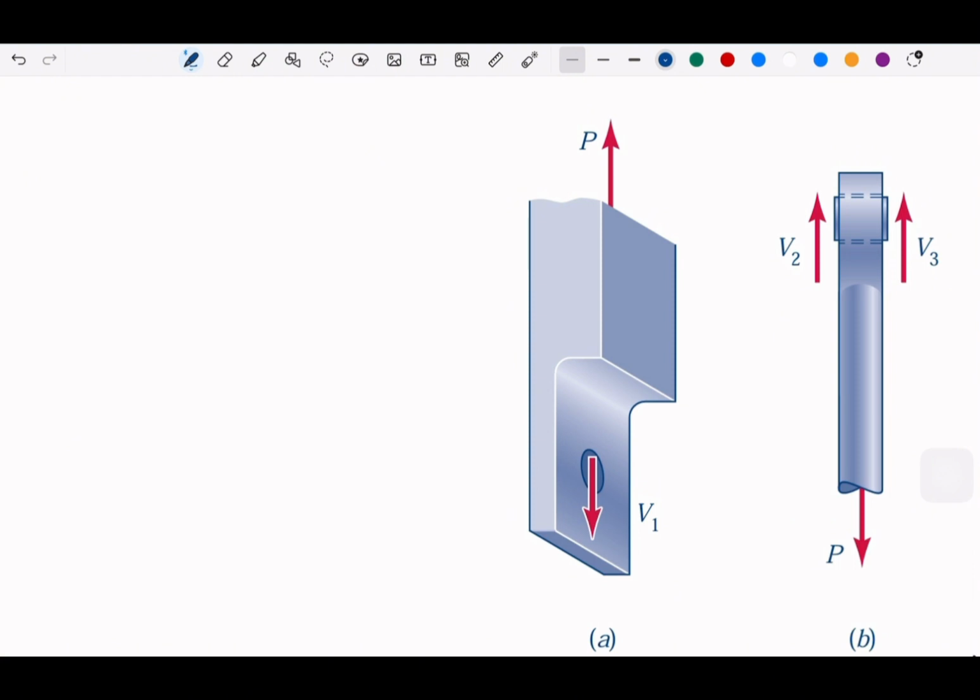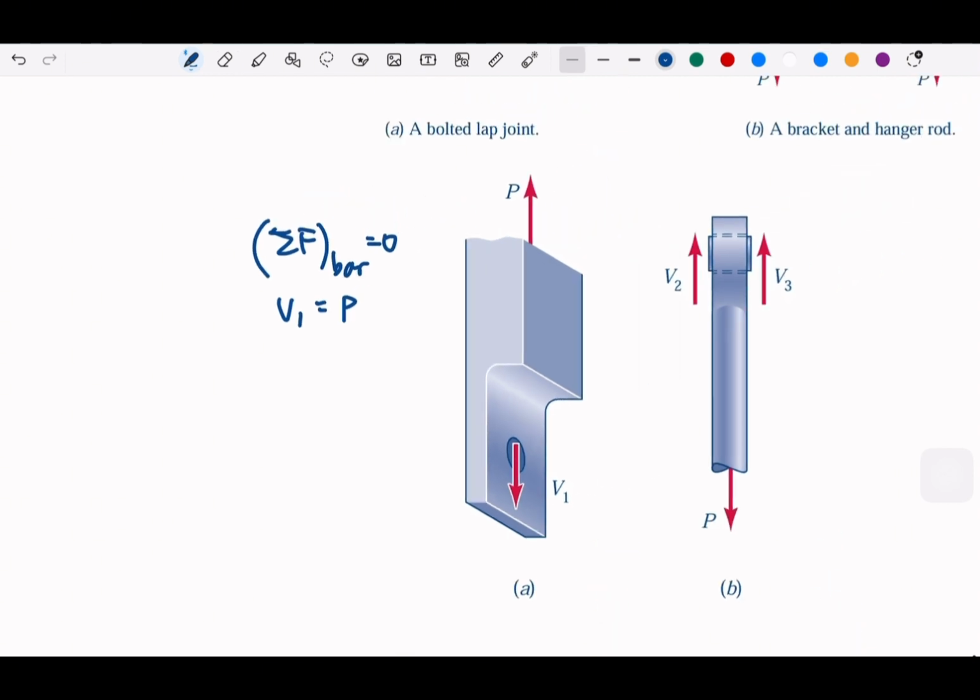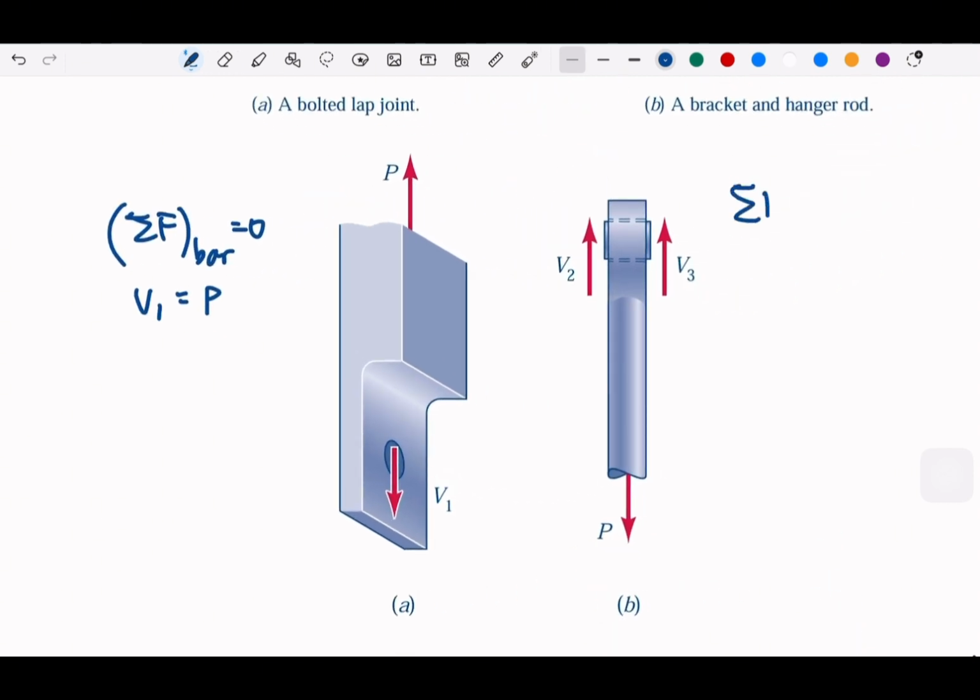So we say that sigma F for the bar is 0. So we see that V1 will equal P. And for the rod, also 0. So we see that the P now will result in two different shear forces, which are V2 and V3.